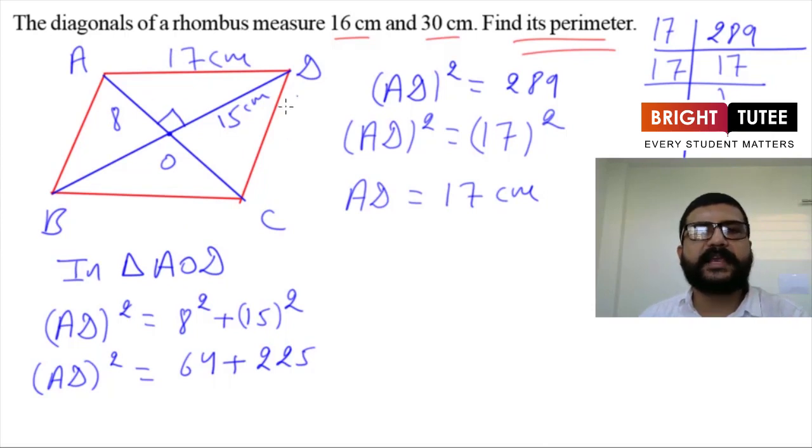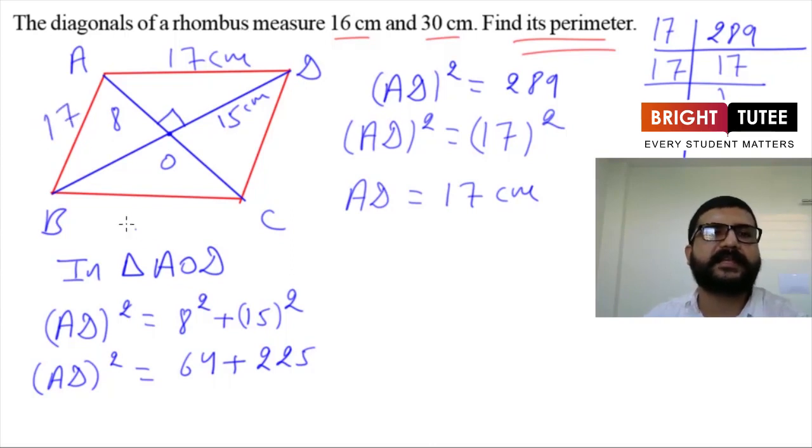Now if AD is 17 centimeters, that is, one of the side length of a rhombus is 17 centimeters. What do you think about other side lengths? They all are 17 centimeters, because we know in a rhombus all the four sides are equal. So it means this is also 17, this is also 17, and this one is also 17.